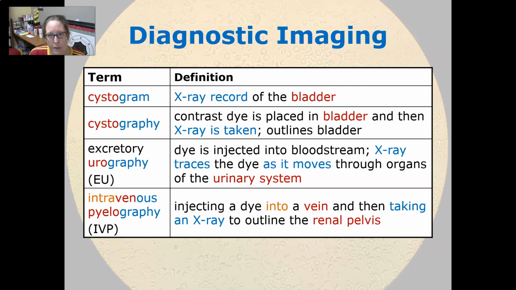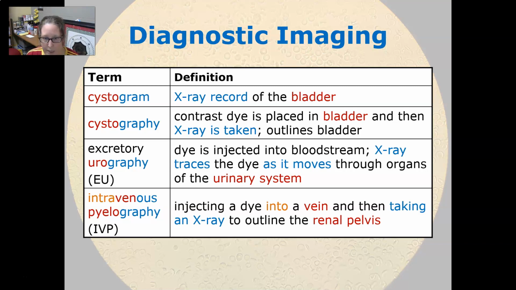For diagnostic imaging, we're going to look at a cystogram. It's an x-ray record of the bladder. Cystography is when contrast dye is placed in the bladder, and then an x-ray is taken, and it outlines the bladder.